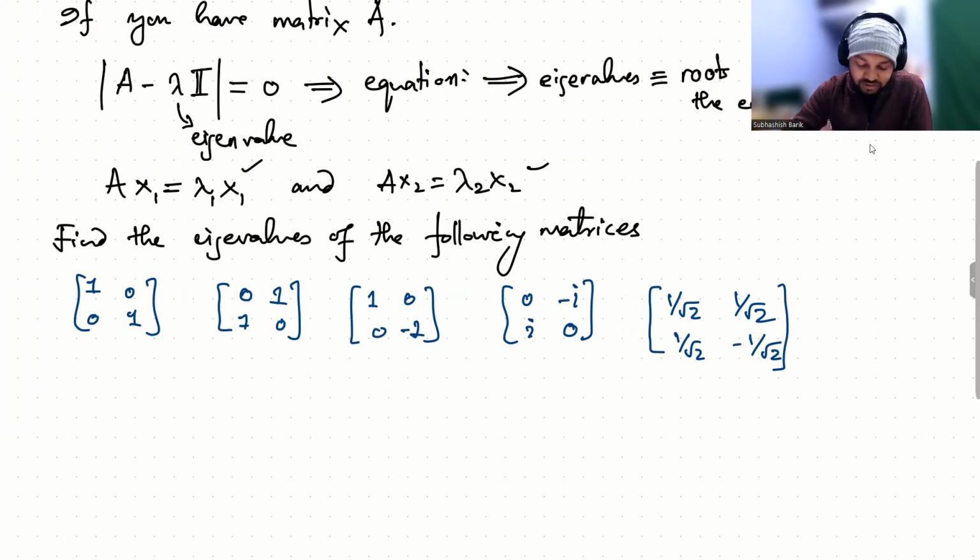Yeah, this I just leave to you as a homework problem. You can check the eigenvalues of these.